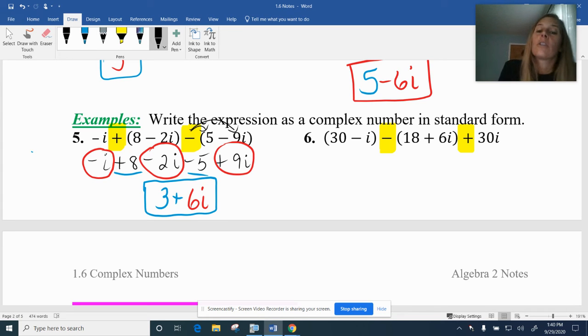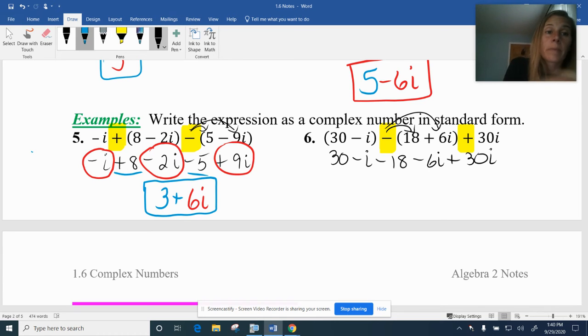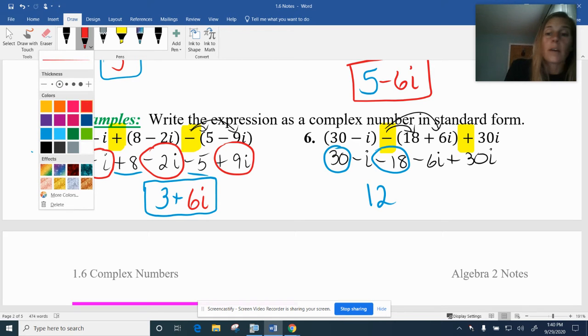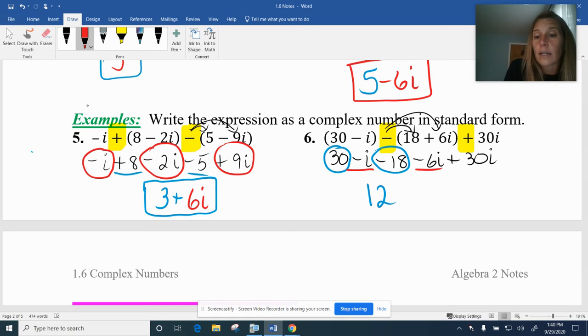Okay, and then the final addition and subtraction problem here, I have 30 minus i minus 18 minus 6i plus 30i. So my numbers first, I have 30 and minus 18, which is going to give me 12. And then when I go to my imaginary numbers, I have negative 7 plus 30, which is going to give me a positive 23i. And again, it's in standard form.